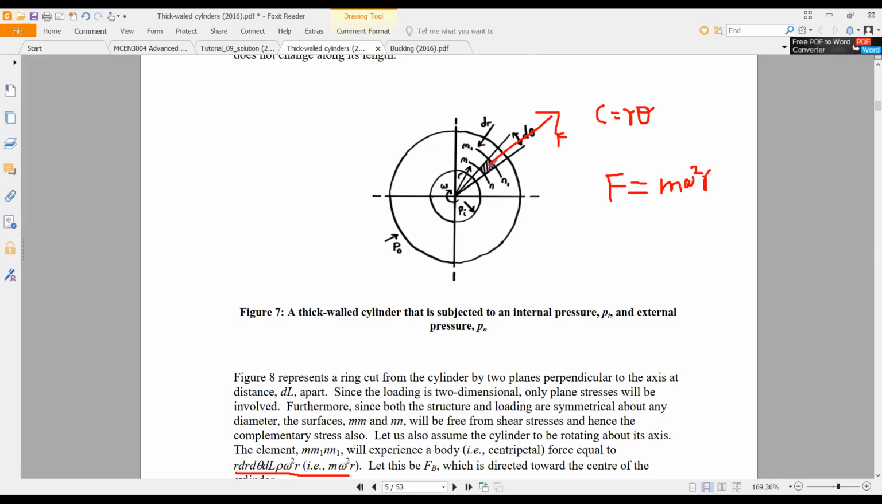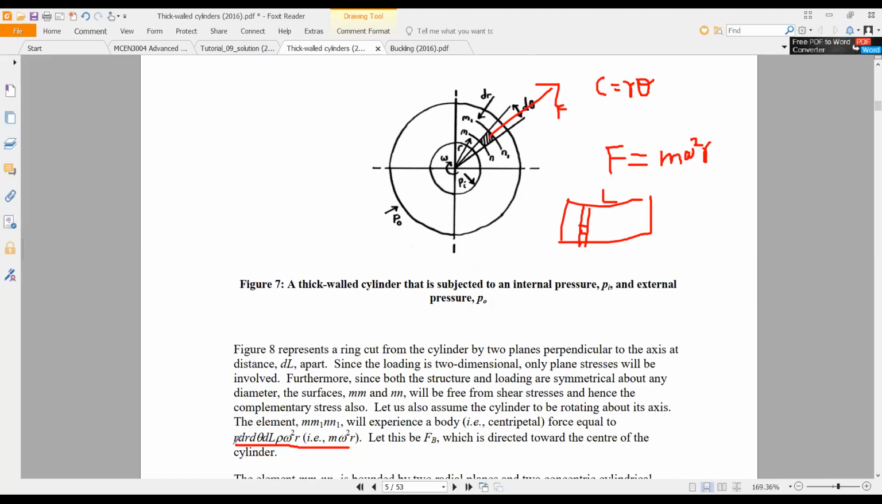This is a cross section, and there is a length of this cylinder. Assume this is length L. You will select a small segment of this. This is dl, the length of this segment, going into the slide, into the plane. So there is the volume. We know the volume, so if you multiply by density, this is the mass. Is it clear? So with omega squared r, this is the centrifugal force.